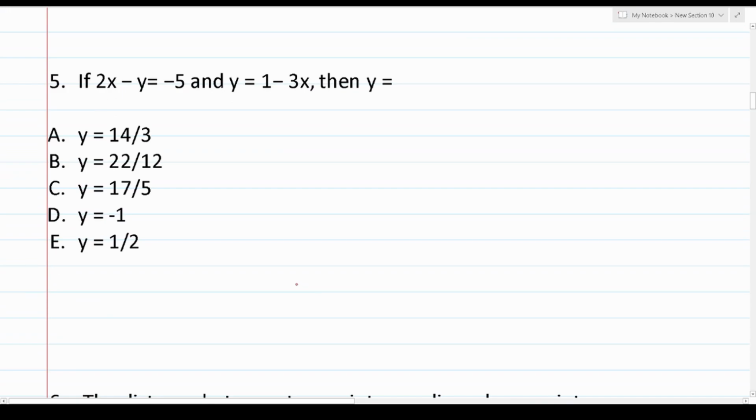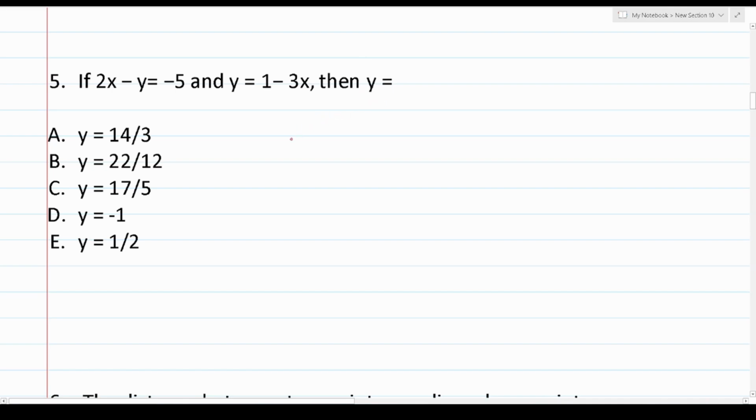All right, so number 5 says if 2x minus y equals -5 and y equals 1 minus 3x, then y equals. So it may not be obvious, but for this problem, we have to solve a system of equations. Specifically, we're trying to just solve for y.